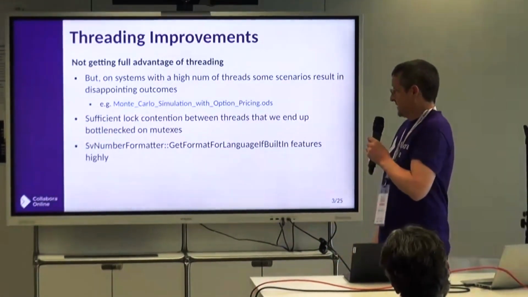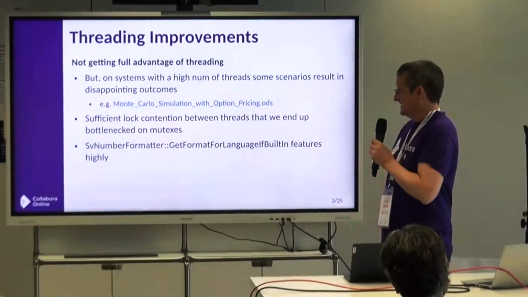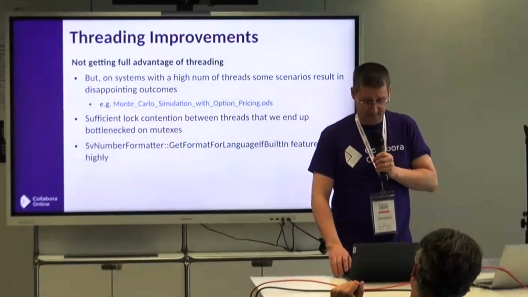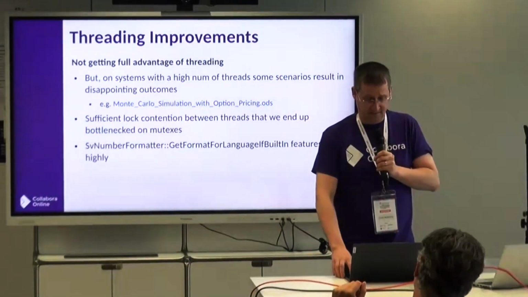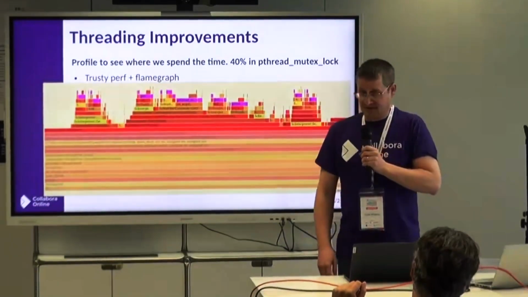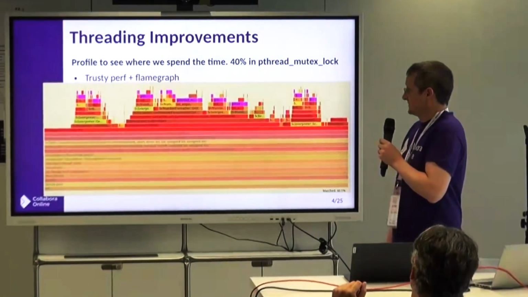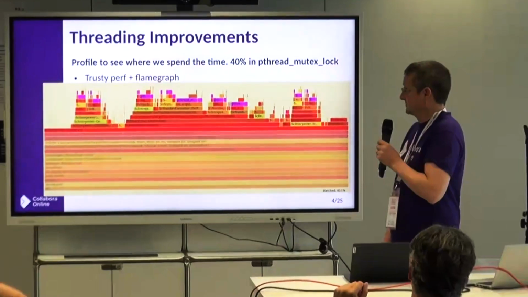So the actual amount of locks was significantly longer than the actual parallel work itself. And what shows up quite regularly in the profiles is this SC number formatter and one particular method, the get format for languages if built in. So what that looks like for us and how we profile it is that we're just using perf and then flame graph to render it.